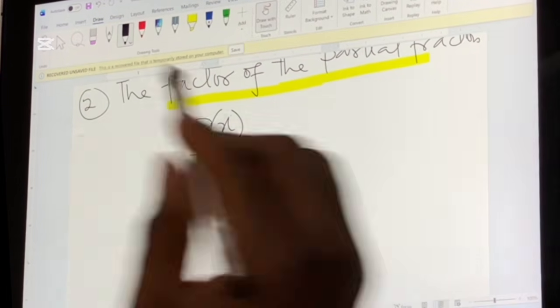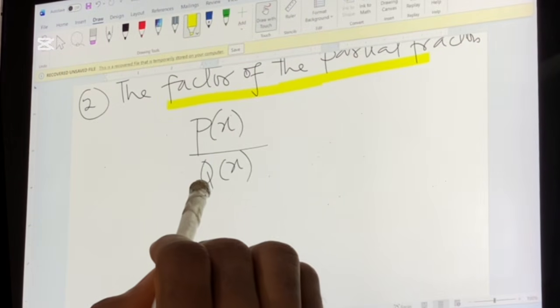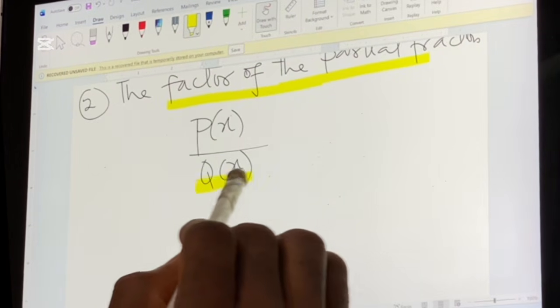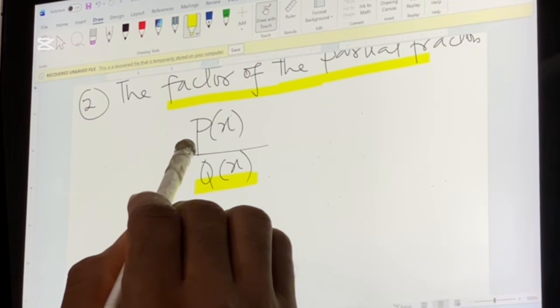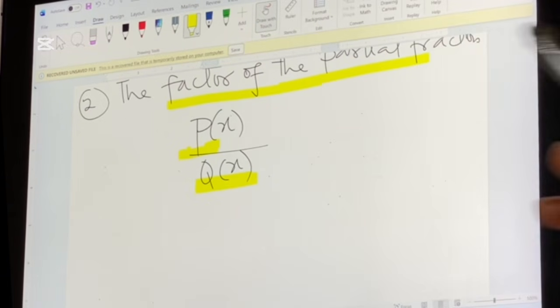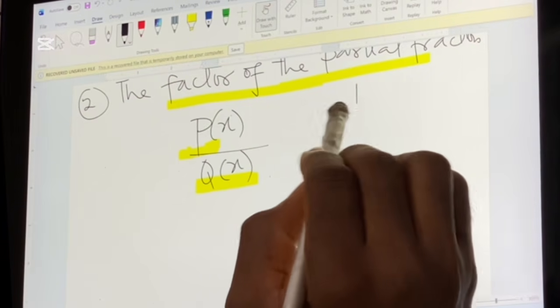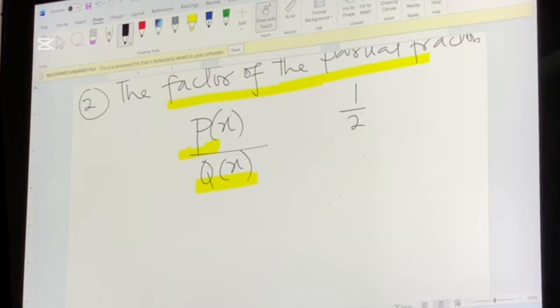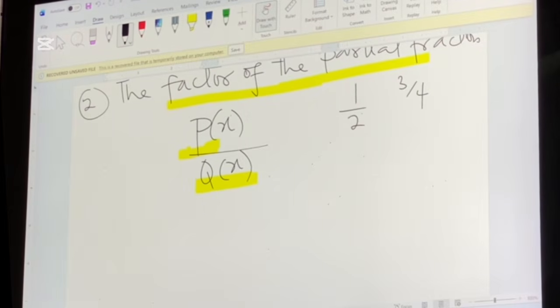If the degree of the letter at the denominator is greater than the degree of the letter at numerator, we call it proper partial fraction. Just like what we know, if I have something like this in mathematics, 1 over 2, this is proper fraction. If I have 3 over 4, this is proper fraction.